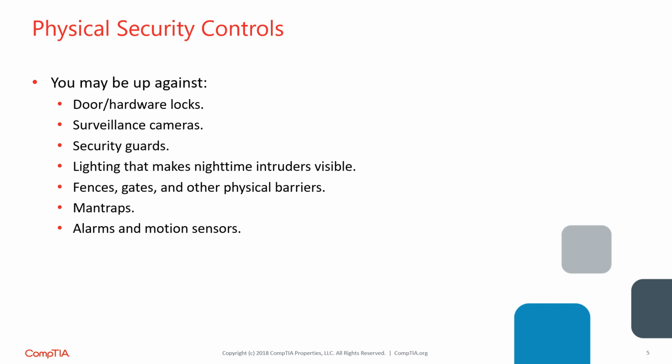Means to mitigate these kinds of attack: we may have door and/or hardware locks. We may install security surveillance cameras. We need to invest in a security guard stationed inside and outside of a building or patrolling an area. Lighting also is better. It makes it easier to spot an intruder at night. And having physical barriers like fences and gates, man traps, alarms, and motion sensors.